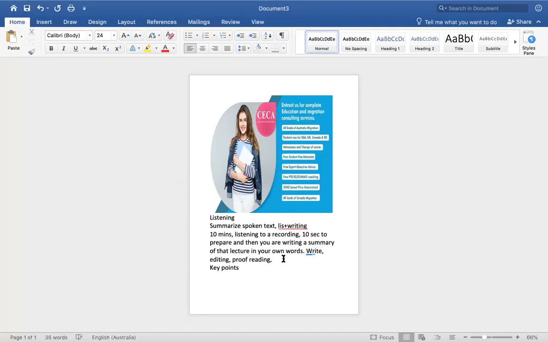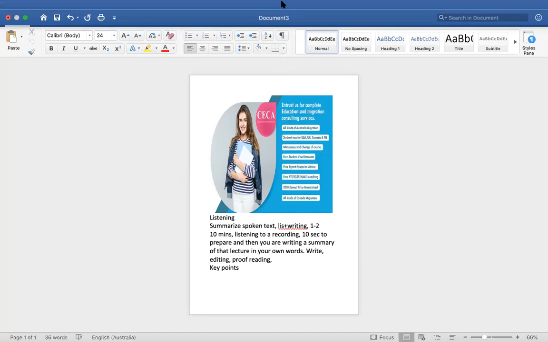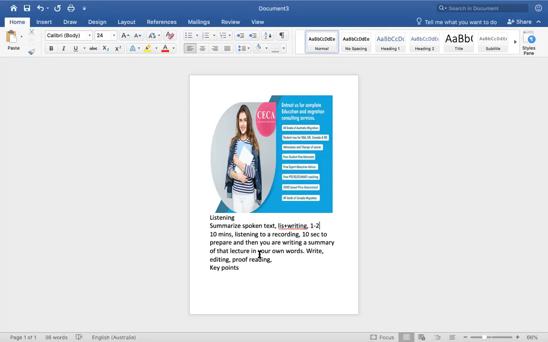Summarize spoken text. And how many questions will you be having here? Maybe you're having one summarized spoken text, or maybe you're having two, right? So it can range from 1 to 2 questions. And yes, 10 minutes for every question. If there are 2 questions individually, you will be getting 10 minutes each, right? If there is only 1 question, then 10 minutes for that particular question.